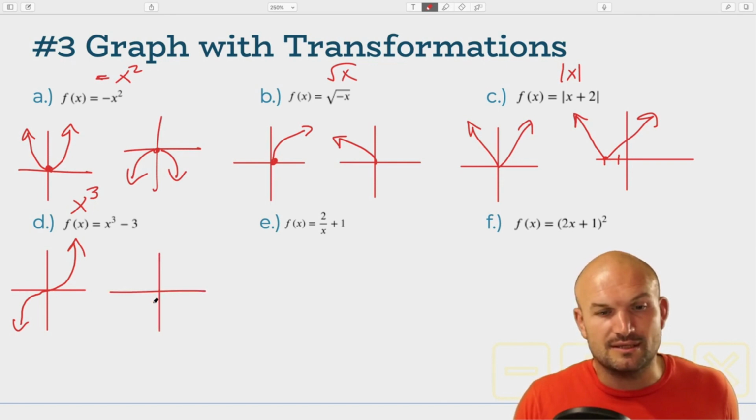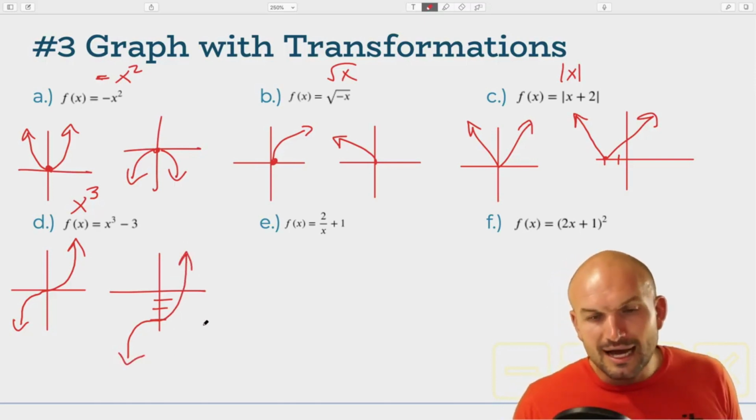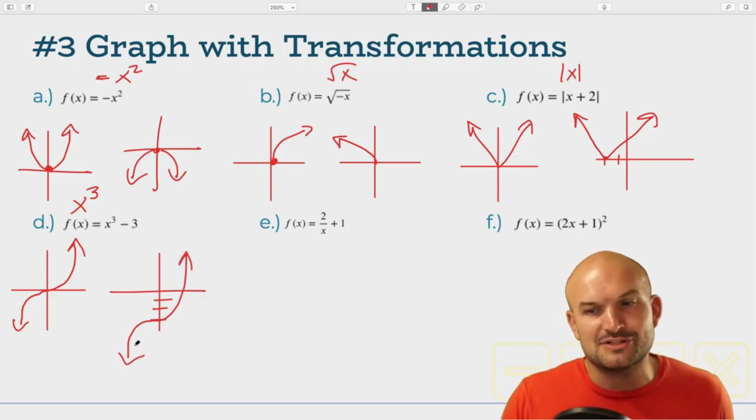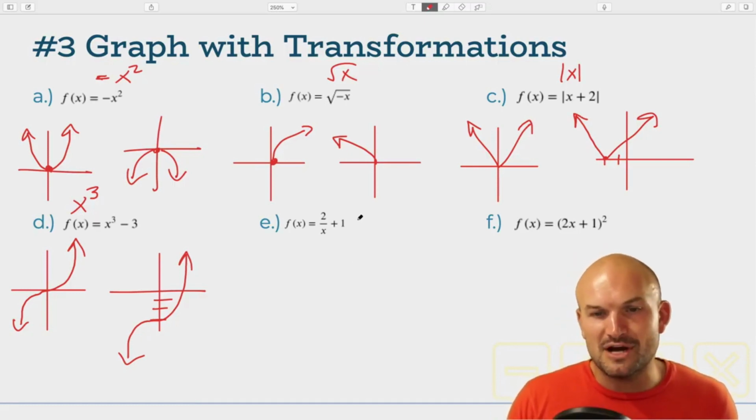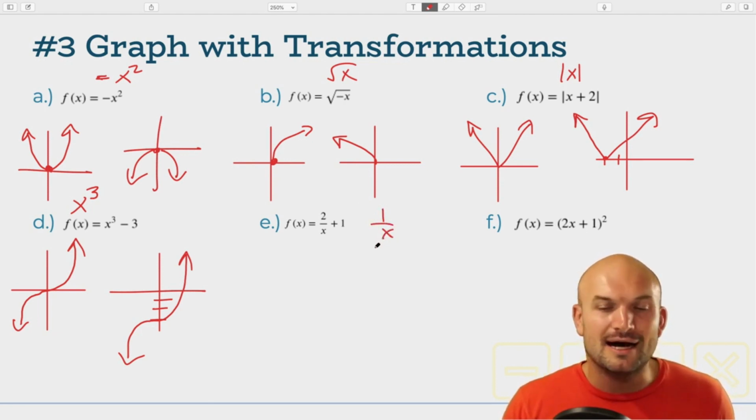It's going to look something like this. And again, I'm not being perfect here, but good to go. I wanted to include this one because I know a lot of students are not going to remember the reciprocal function. So that is just one that I think is helpful to cover.